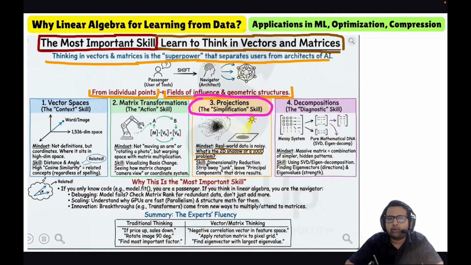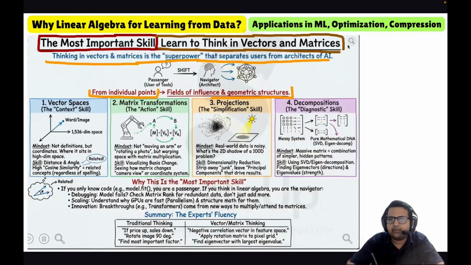So here we are talking about dimensionality reduction. We should think in terms of projection, and the skill for that is dimensionality reduction. We should strip away junk. Make use of projection to strip away the junk variables, leaving only the principal components that actually drive the results.